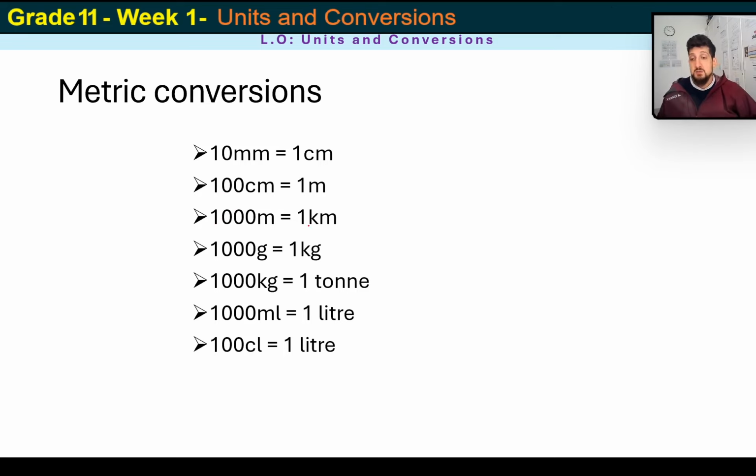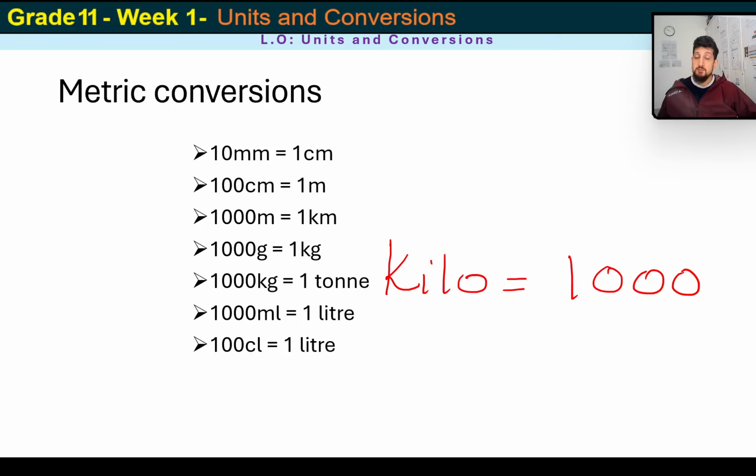Then we've got 1,000 meters, which equals 1 kilometer, because remember kilo, oh, it's so hard to write on this. Kilo means what? Kilo means 1,000. Always? Yes, always. Kilo equals 1,000. I apologize about my handwriting. It's just really hard to write on this. Let me try and see if I can get it better. Kilo equals 1,000. Not bad.